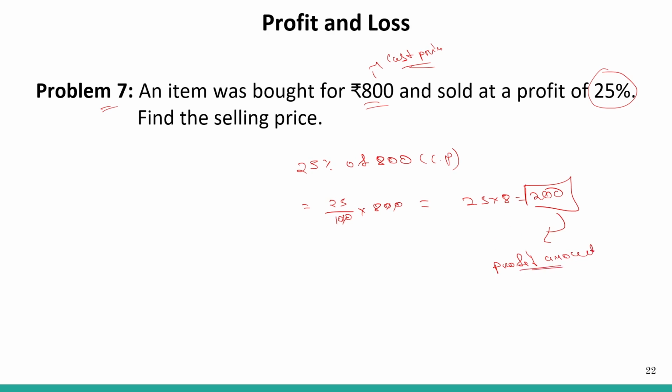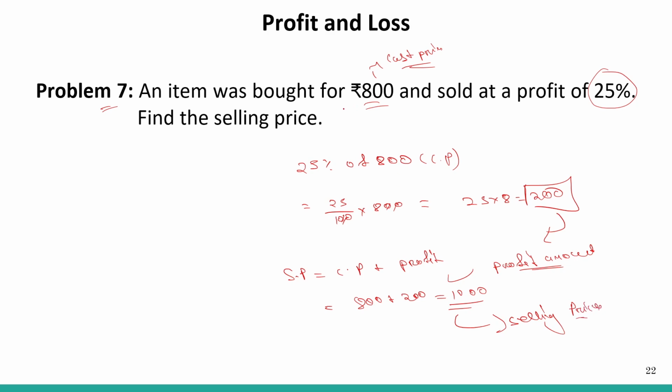Okay. So since his profit amount is this much, so selling price is equal to what? CP plus profit. So this will be equal to 800 plus 200. So this will be nothing but 1000, right? So 1000 rupees will be the selling price. So this is the selling price of that item. Okay.